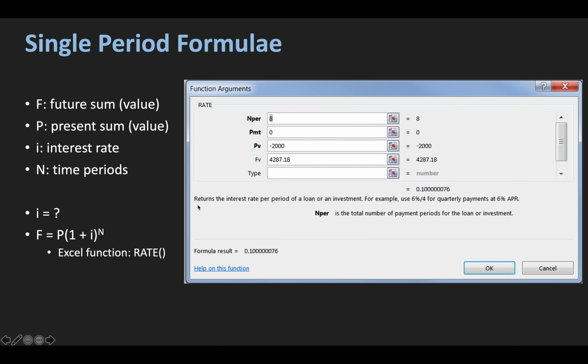Generally speaking, calculating the single period formula is pretty straightforward. It's much easier.